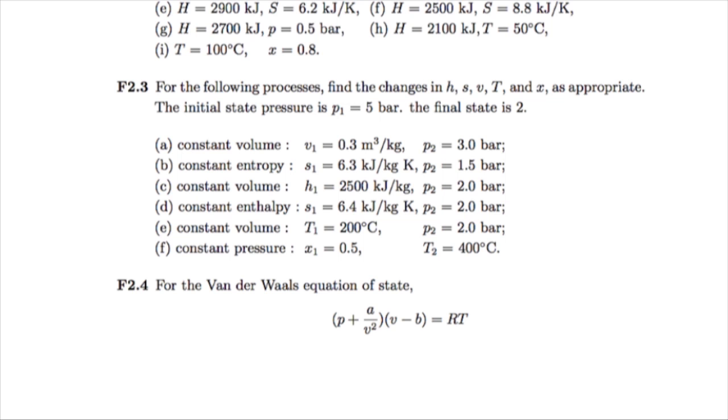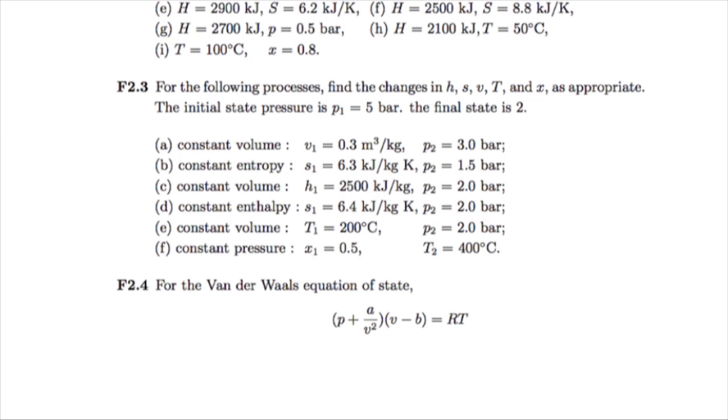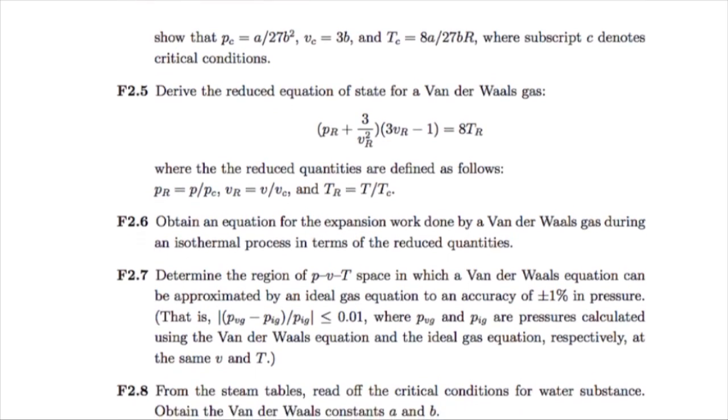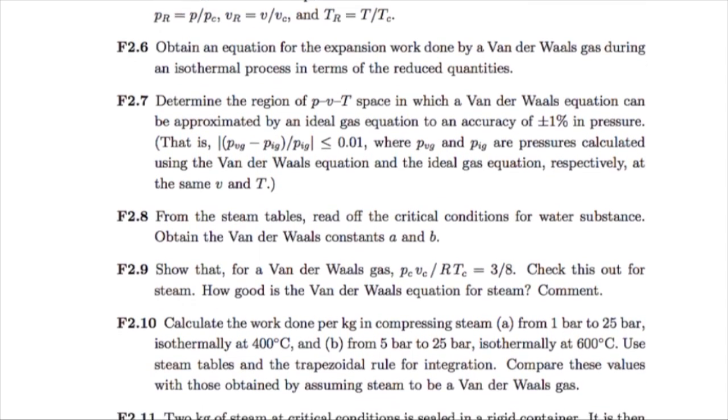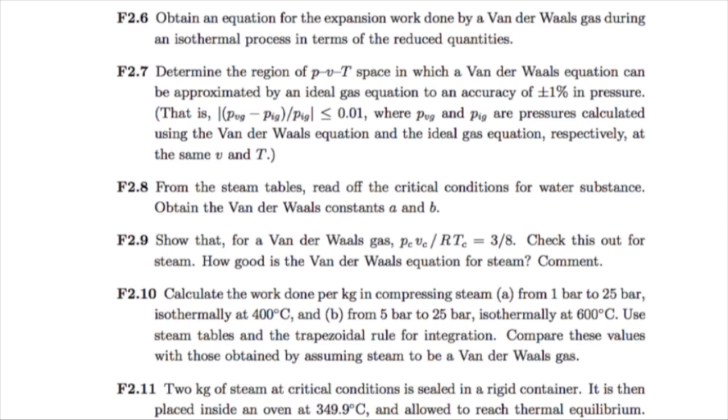And I would like the students to use as much of the steam tables as possible and not the HS diagram. The HS diagram is a qualitative representation and, unless absolutely necessary, we should not use it. Then exercises 2.4 to 2.9 pertain to a model of a gas called the van der Waals equation of state. And the equation of state is given, and you are asked to determine the critical parameters in terms of A and B.